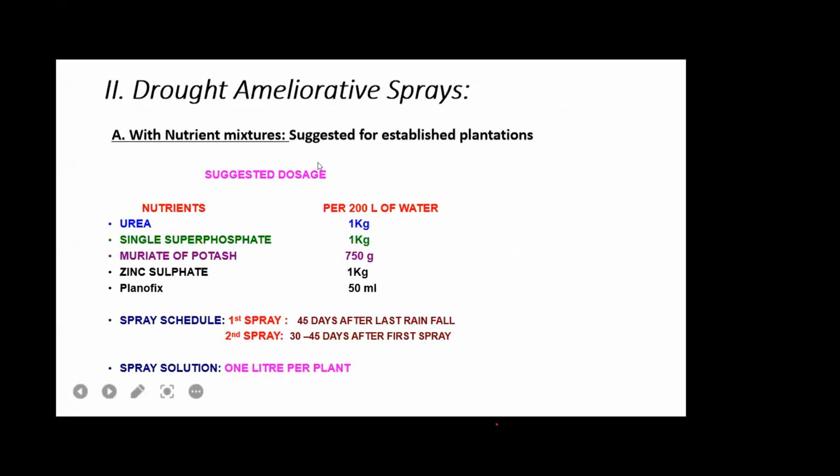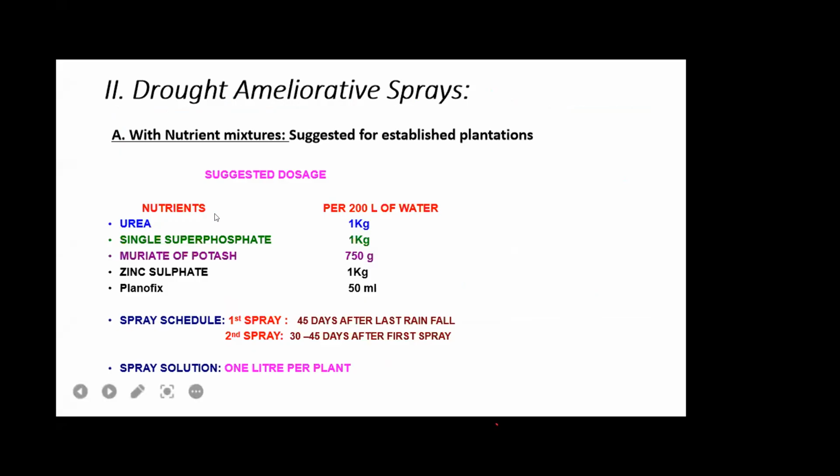So the second approach is the drought ameliorator. The first one is drought tolerance; if you have the cultivars, you can do it. Otherwise, you can use the second method, that is the drought ameliorator sprays. It is only spraying nutrient mixtures. If you spray this, the osmoregulation or the osmotic potential will be increased in the plants, the solutes will be increased in the plants, and this helps to mitigate drought.